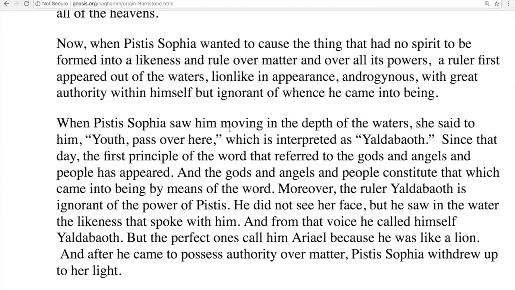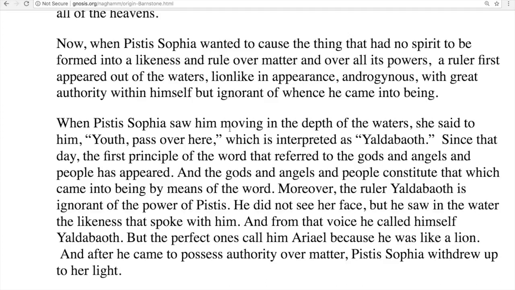He's the god of chaos. But within that chaos exists the intelligence that brings about matter. He did not face her, but he saw in the water the likeness that spoke with him. And from that voice, he called himself Yaldabaoth. And remember that it was that reflection that he modeled this world from. But yet it was imperfect modeling, because the reflection was through the light waters. He could only make it out in a very hazy way, a type of shadow. And from that voice he called himself Yaldabaoth. But the perfect ones called him Ariael, because he was like a lion.